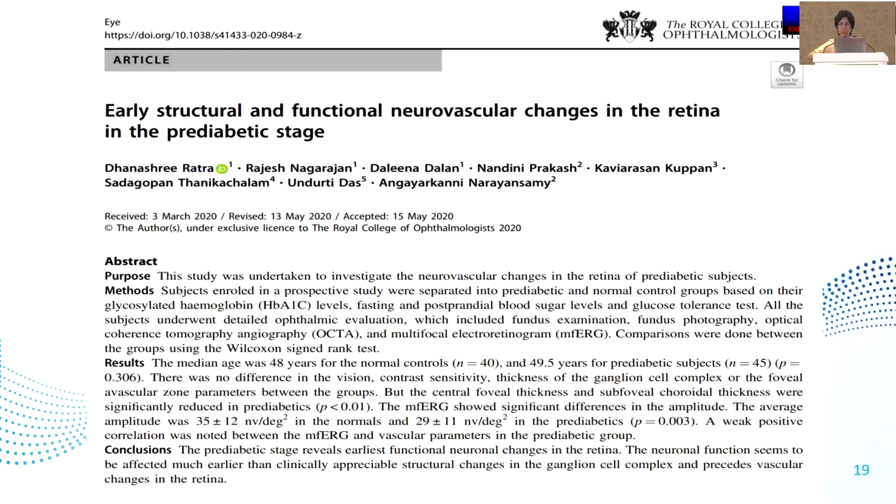We know that there is a state of pre-diabetes which exists nearly 3 to 5 years before the clinical diagnosis of diabetes, and nearly about 15 to 20 years before diabetic retinopathy. In an earlier study on pre-diabetes, we showed that there is early neurodegeneration seen in pre-diabetes eyes without any overt structural changes. That means without any vascular changes or neurological changes, the functional changes were seen.